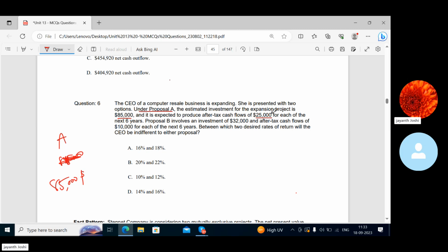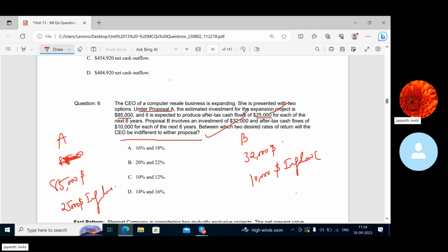So every year $25,000 they are going to get. Okay, $25,000 inflows every year. Project proposal B involves an investment of $32,000 and after-tax cash flows of $10,000 for the next 6 years. Now they're asking you, at which desired rate of return will the CEO be indifferent to either proposal?